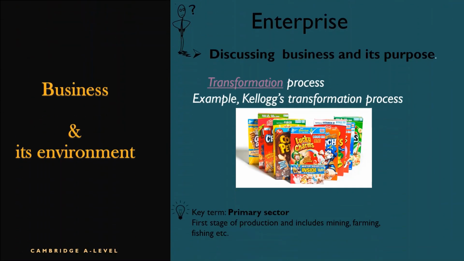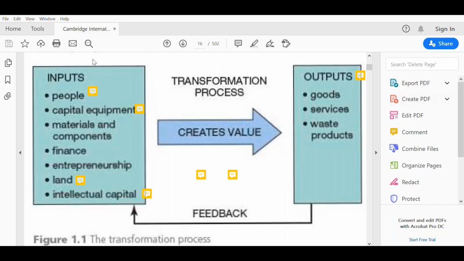Now, still on business and its purpose, we want to take some time and look at the transformation process. As an example, we're going to use Kellogg's, the company, and have a look at what the transformation process of Kellogg's is like when they are actually producing cereal. Alrighty, so I've just gone to the text source so we can discuss the transformation process.